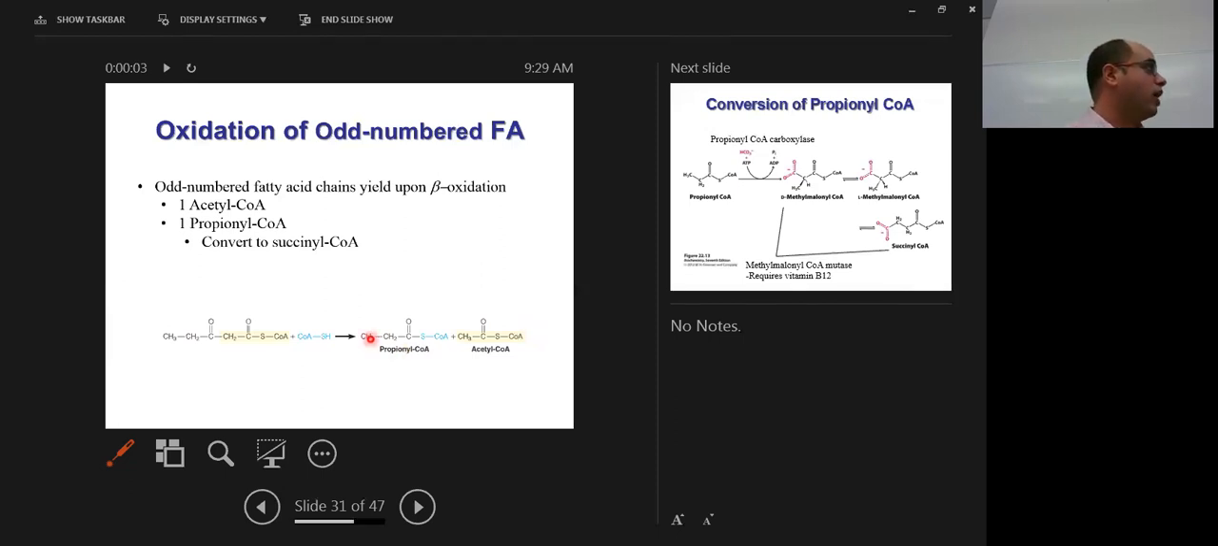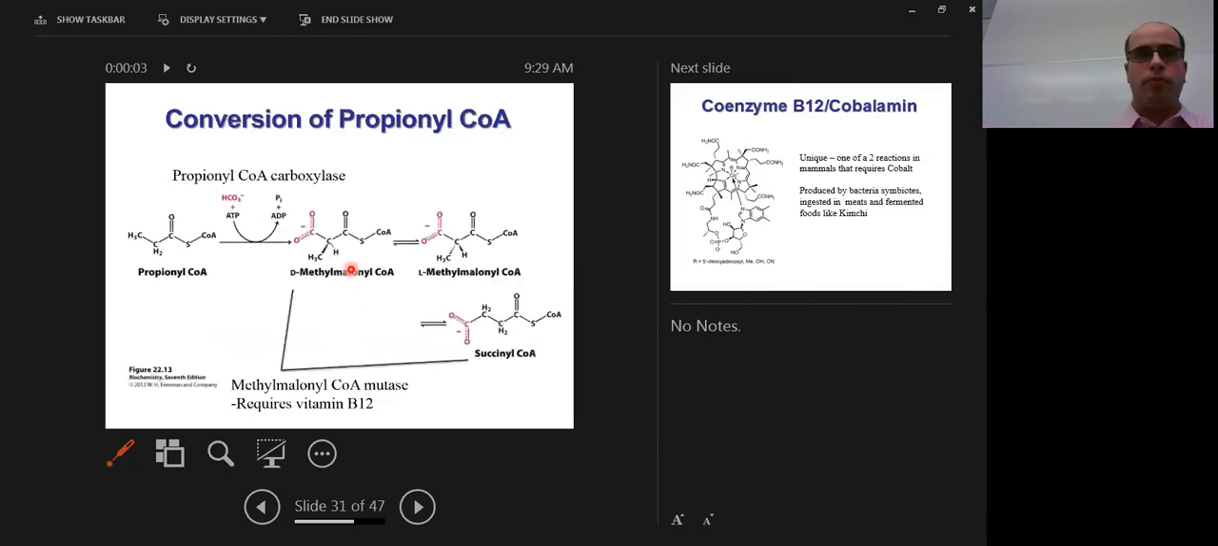Propionyl CoA has 3 carbons. So we're not going to cleave off 2 carbons, because then we would just have a lone methyl group, and we don't want that. So we're going to keep this propionyl CoA and convert it into something called succinyl CoA. Propionyl CoA carboxylase will do exactly that. You start off with propionyl CoA, you go through a series of steps, and you end up with succinyl CoA. We've seen succinyl CoA before. Succinyl CoA is just a succinate added to that CoA. We can put that into the citric acid cycle, and we can get energy out of this.